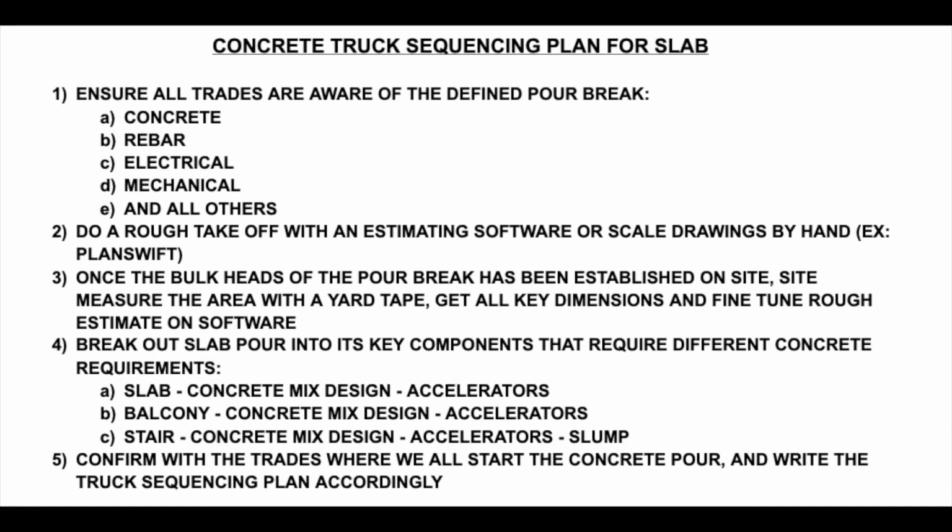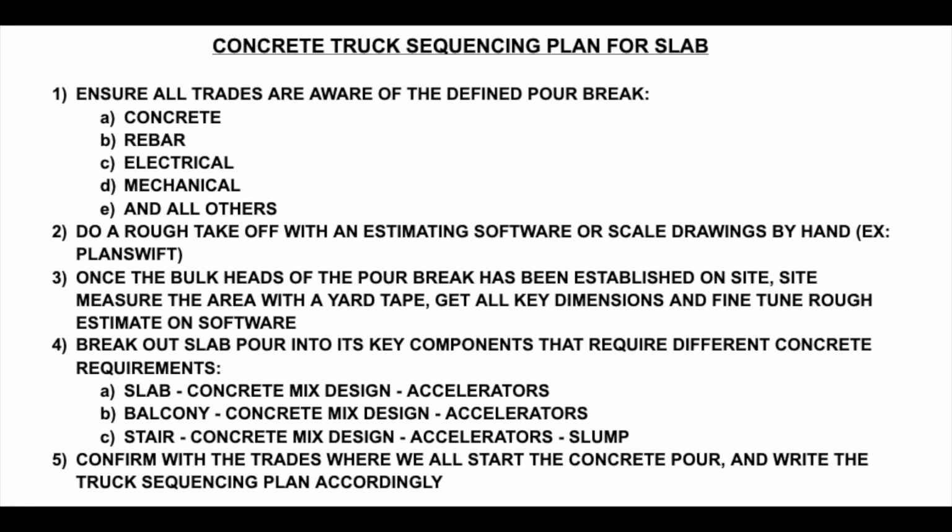Once that's done, you'll have to break the pour down even more into all of its key components such as the slab, stairs, and the balconies. So once you've been able to calculate the volume for the slab area, balcony area, and for the stairs, you will finally want to confirm with the foreman or forewoman of all of the trades to see where we will start the concrete pour.